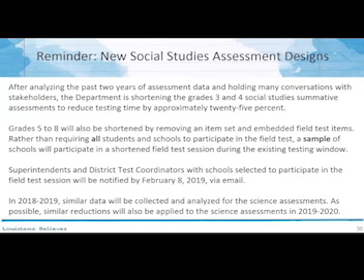So as you know, we analyzed the past few years of assessment data and met with multiple stakeholders. And we decided that shortening the grades 3 and 4 social studies summative assessments would help reduce testing time, and that would be about 25%. We also have grades 5 to 8 that will be shortened by removing an item set and embedded field test items.